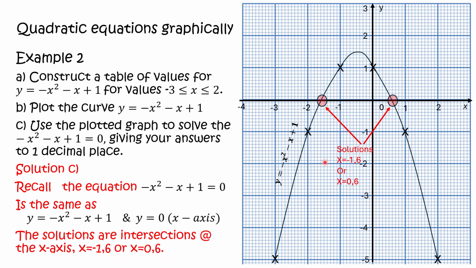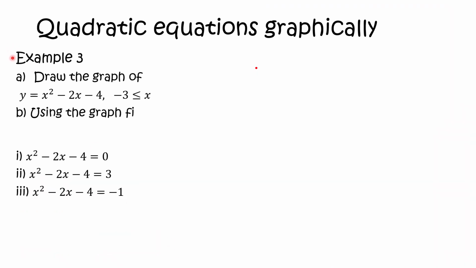Take note, we're taking a look at the x values. The x value of -1.6 or x is equal to 0.6. So that's how we get the solutions to this particular problem. So those are the x values, which are the solutions. Let's look at example 2.